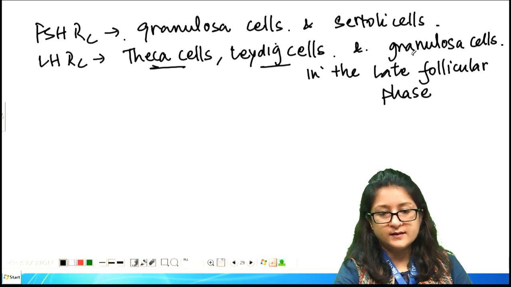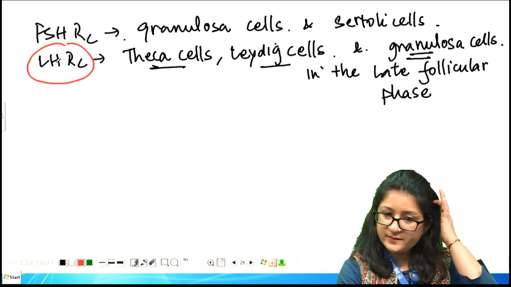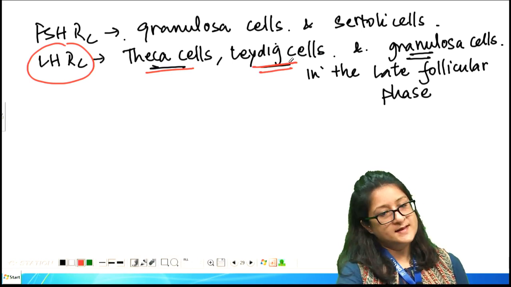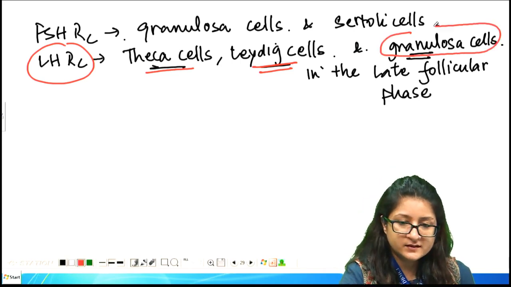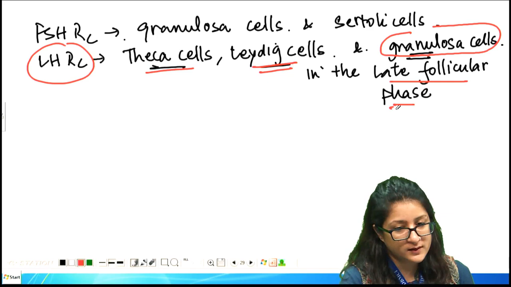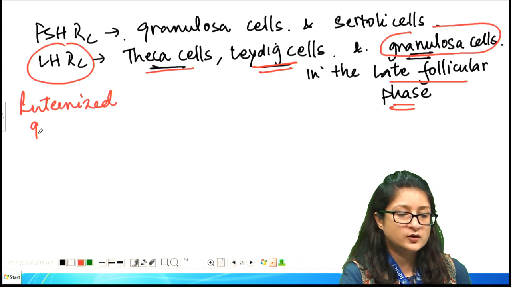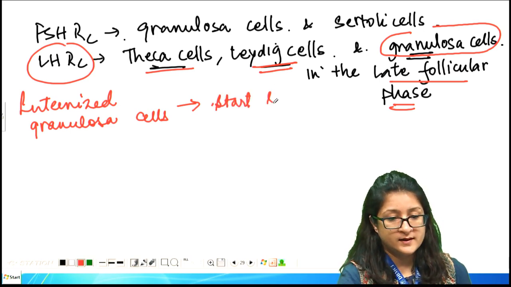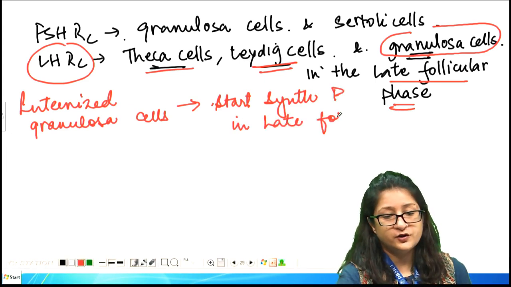So this is an important point to remember: LH receptors, it's easy to remember that they are present on the theca cells and on the Leydig cells, right? The cells that are capable of synthesizing androgens. Apart from that, they are also present in the granulosa cells in the late follicular phase. These luteinized granulosa cells in the late follicular phase start synthesizing progesterone.